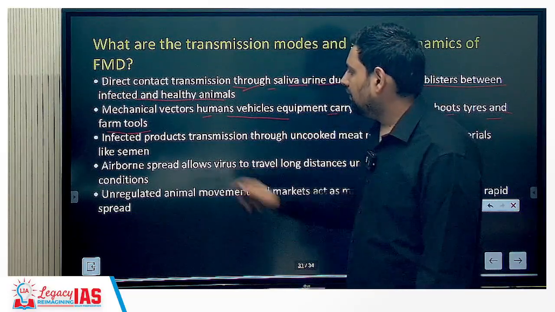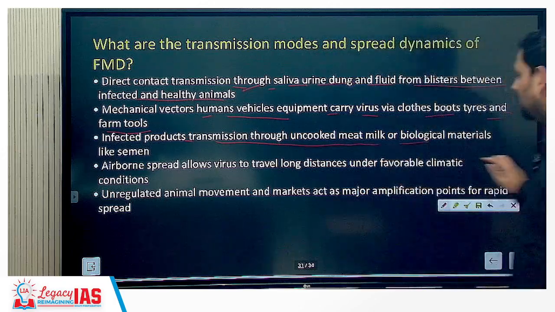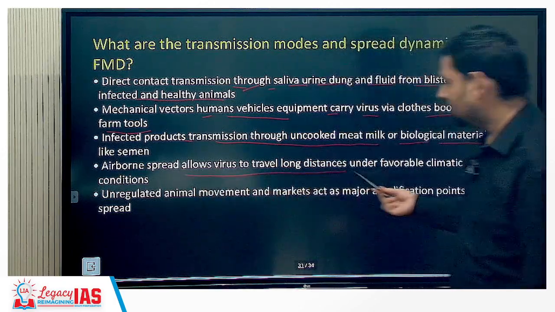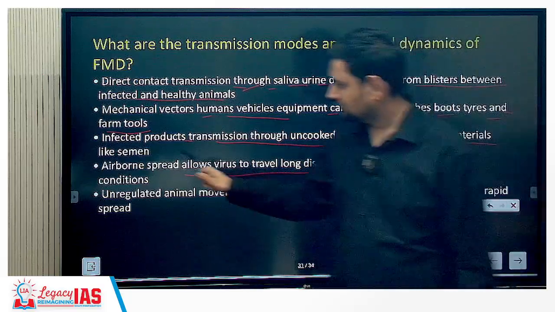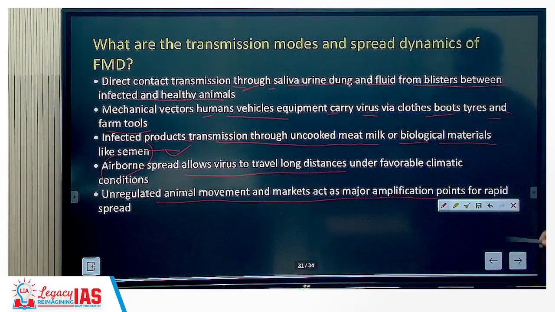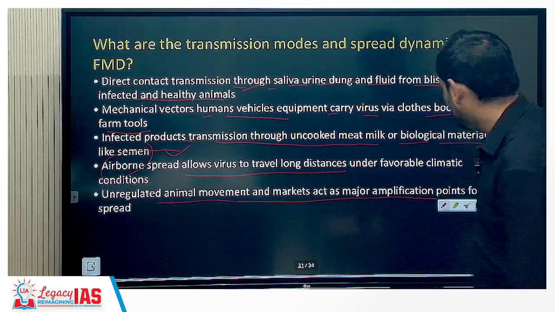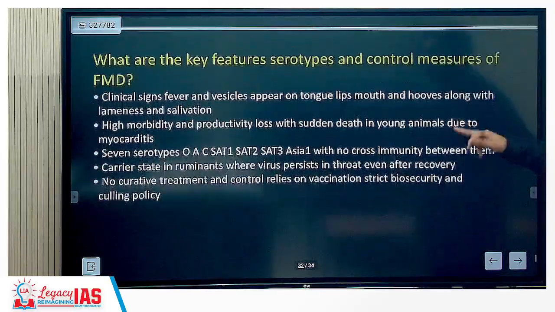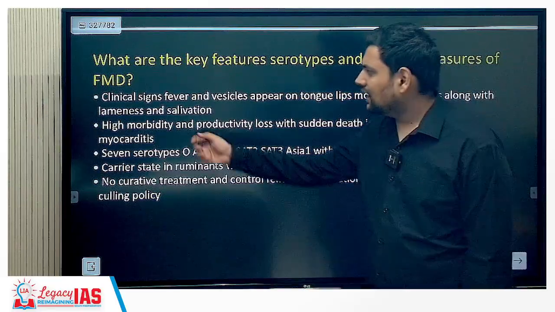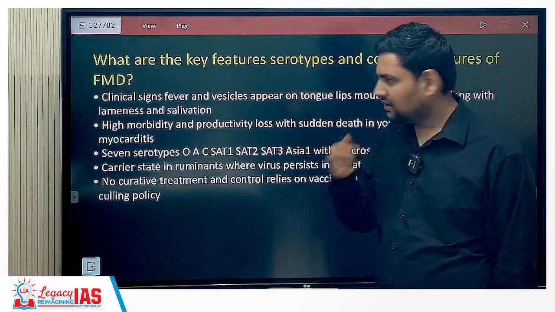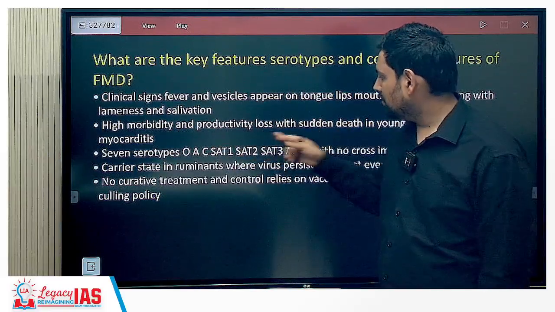Then infected products transmission through uncooked meat, milk, all this. Then airborne spread allows virus, so airborne is also possible. Then unregulated animal movement and markets, all these are reasons for its spread. Then what are the key features, serotypes, and control measures of FMD? So clinical signs like fever, vesicles appear on the tongue, lips, all this, high morbidity and productivity loss.